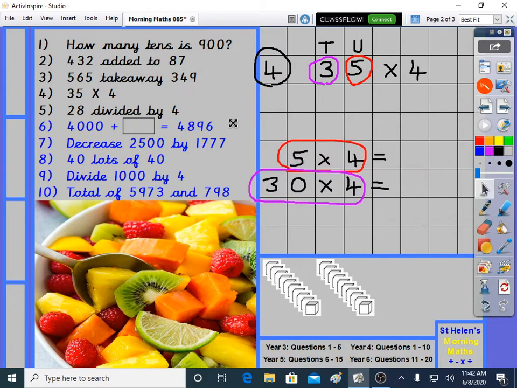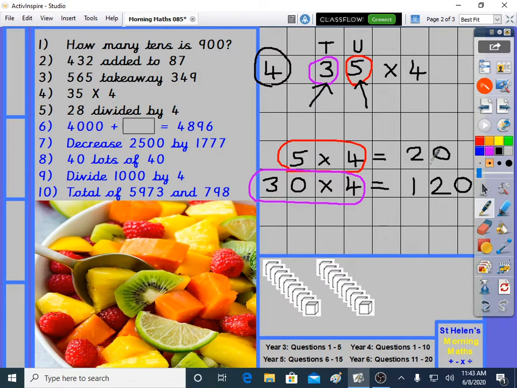Let's move that over here. So 5 times 4, we can use our songs for 5 times 4. 5, 10, 15, 20, that's 20. 30 times 4, well this is just 3 times 4 in disguise. So I'm going to do 3 times 4. 3, 6, 9, 12, it's 12, but it's not 12 because it's really 30 times 4. So you have to place this 0. 12 with a 0 placed is actually 120. So 5 times 4 was 20, and 30 times 4 was 120, because that 3 was worth 30. You know that from your place value.